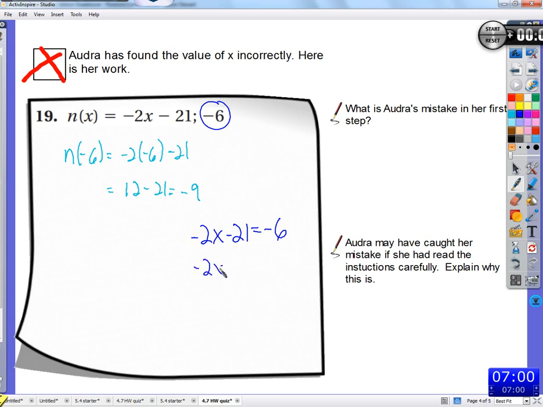So negative 2x, we're going to add 21 to both sides, get 15, and then divide both sides by negative 2. X is negative 15 halves.